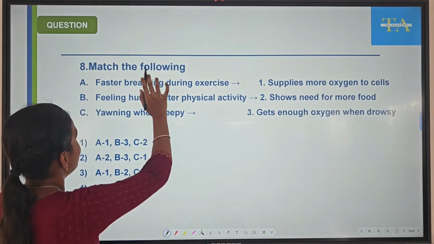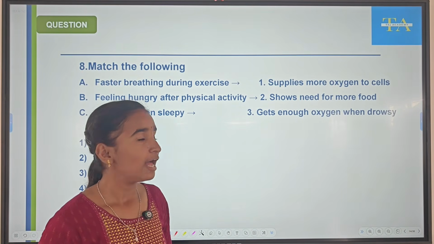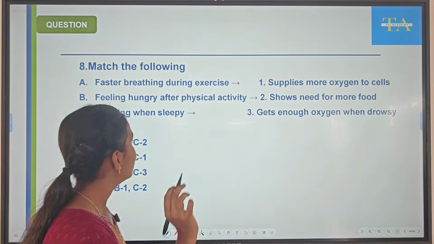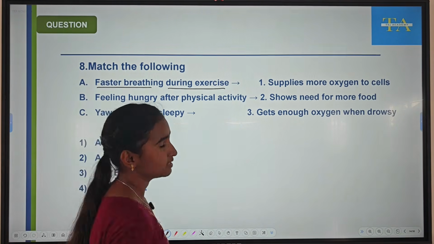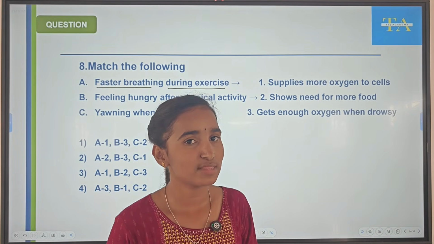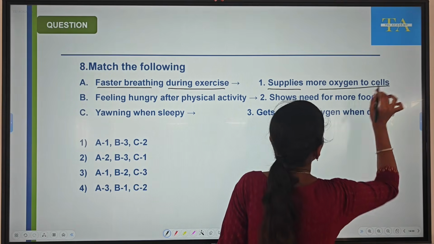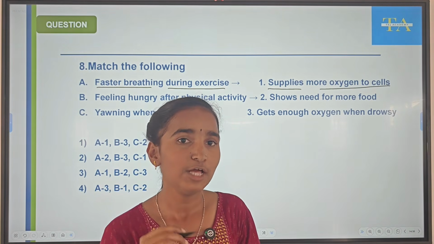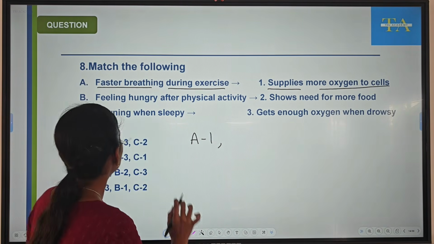Next question, match the following. Here they have given some situations. We have to match what happens during each situation. We'll see the first one. Faster breathing during exercise. We breathe fast during exercise. Why? To supply more oxygen to cells. When we are doing heavy work, more oxygen should be supplied to our cells. So for A, 1 is the right match.